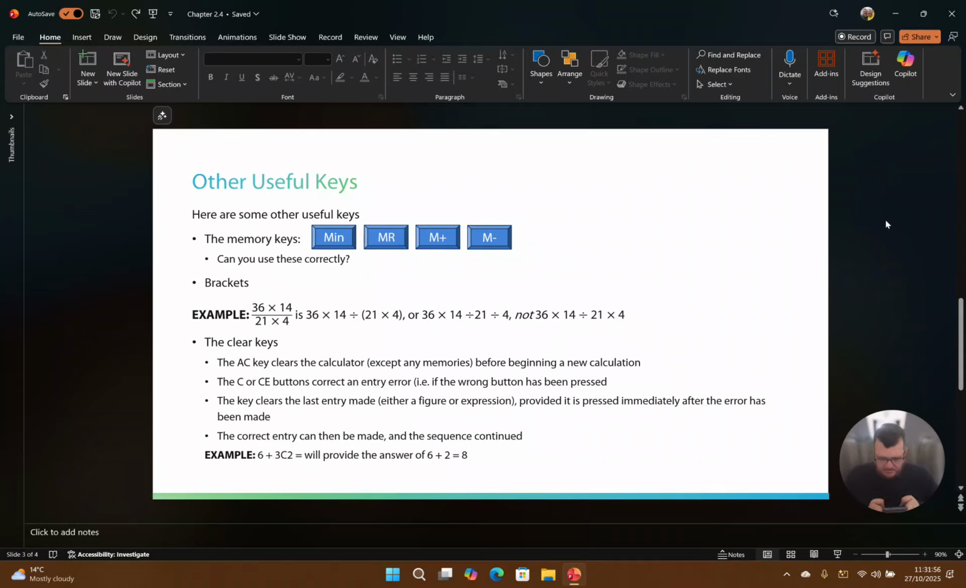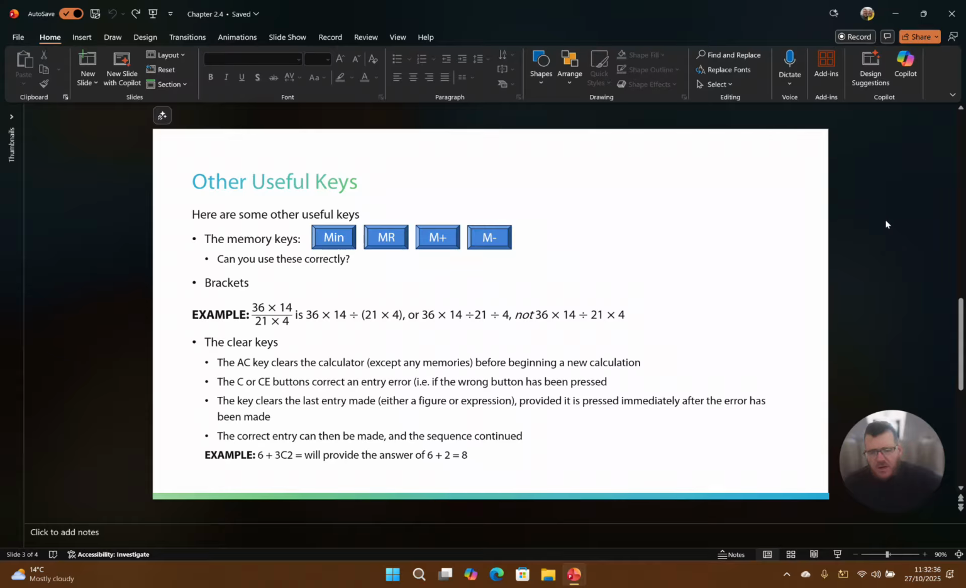Let's see if both these examples come up with 6. Yeah, that one's 6. And 36 times 14 divided by 21 divided by 4, yeah, 6. So all of those are equal to 6. However, if you do the one that's not, you get 96, which isn't the right answer.